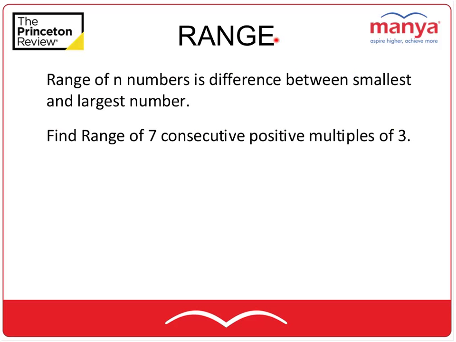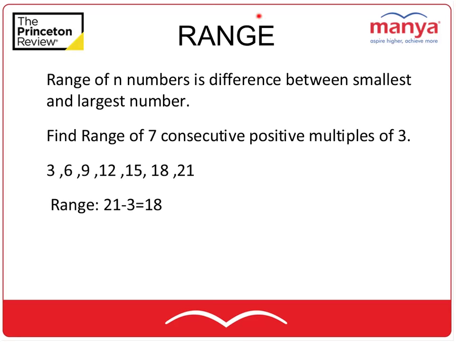So what is the minimum and what is the maximum in the 7 consecutive positive multiples of 3? I can start from 3, 6, 9, 12, 15, 18, 21. So 21 minus 3, 18 is going to be my range. This is just an example of how to get the range, right? Now we are going to see some questions which involve range. Let us look at the question now.